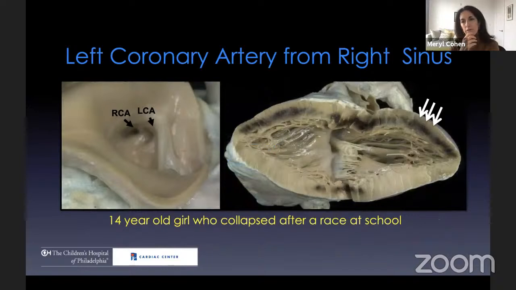And here is an unfortunate example from our cardiac registry. This was a 14-year-old girl about a number of years ago who collapsed after she was performing in a race at school. And you can see the circular right coronary artery here, and you can see the slit-like left coronary artery here of the anomalous left coronary artery. And you can see why she had sudden death, which is that she had an ischemic event that likely led to arrhythmia and her demise, unfortunately.